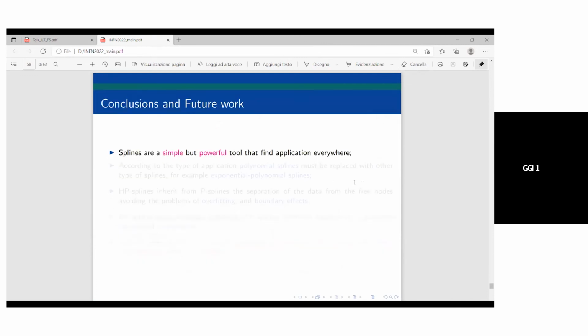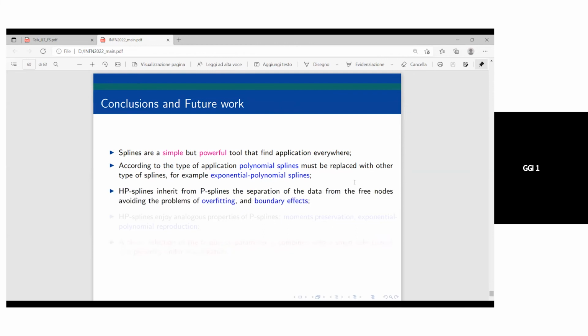Okay, so I just want to conclude. I wanted to show you that splines are a simple but powerful tool that can be used to approximate data. The important thing is that according to the type of application, we can choose different types of spline, and this we should keep in mind. In particular, I think that this class of penalized splines offers many possibilities, and you do not have the problem of selecting the knots.